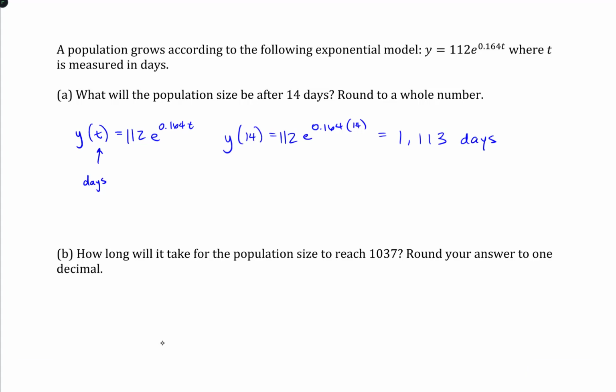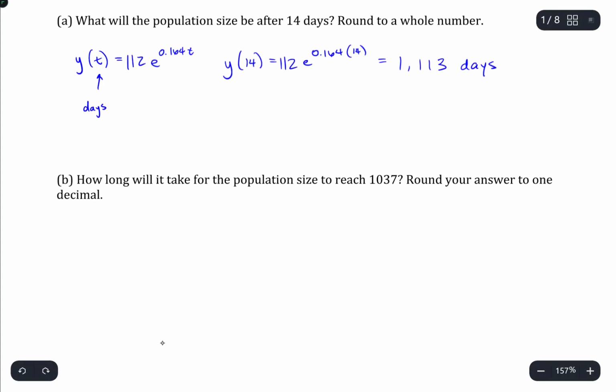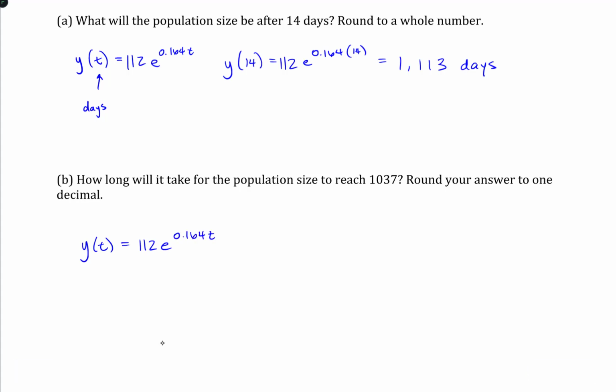Now the next question asks, how long will it take for the population size to reach 1,037? And to round our answer to one decimal. So we have the same model to work with. It's y of t equals 112 e to the 0.164t. But this time we have an output value of 1,037. So that's a population size. So the function evaluated at some time outputs a number. So we're going to replace the function itself with 1,037.